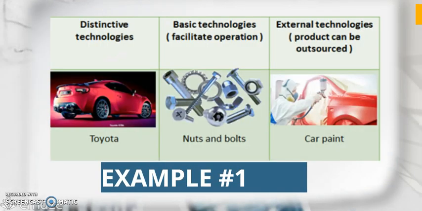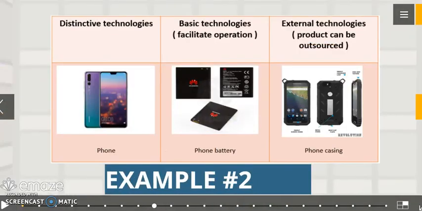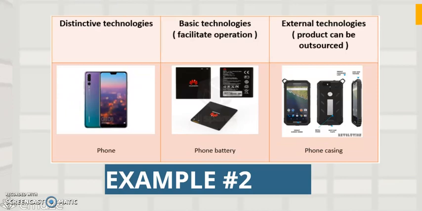Okay, now for the examples, let me show you the classification of technology in a car. An example of distinctive technology is Toyota. Then the basic technology in a car consists of nuts and bolts. And the external technology in a car is car paint, because car paint is a product that can be outsourced. For the second example, a phone. The distinctive technology is the phone, and the basic technology for a phone is the phone battery. Then, the phone casing is the external technology in a phone.